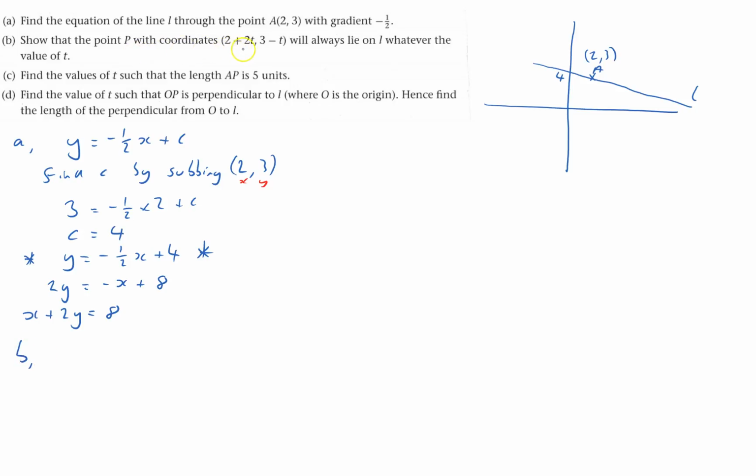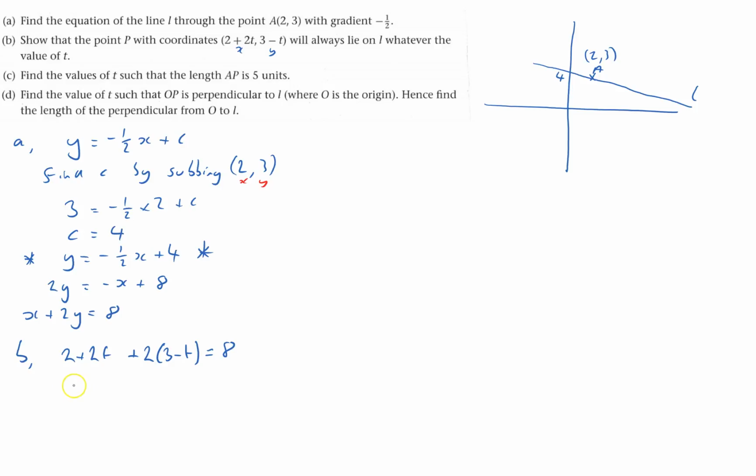Second bit, B. Show that the point with coordinates 2 plus 2t and 3 minus t will always lie on L. Well, this bit here, that's the x value, and that's the y value. So all I need to do is put it into this formula here. Okay, so I'm going to have x, which is 2 plus 2t, plus 2 lots of y, so 2 lots of 3 minus t, and it says that that equals 8.